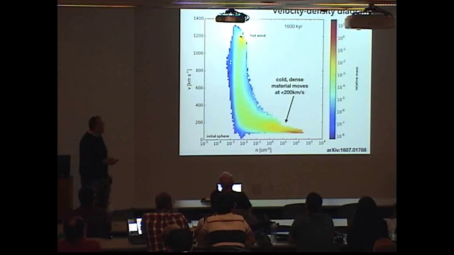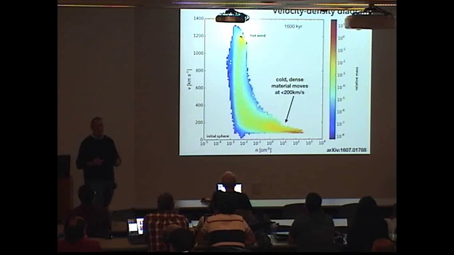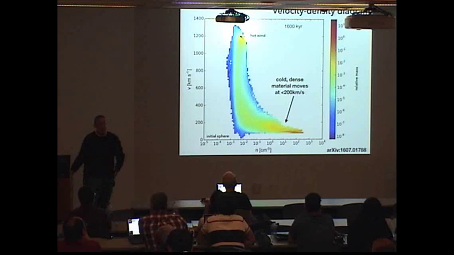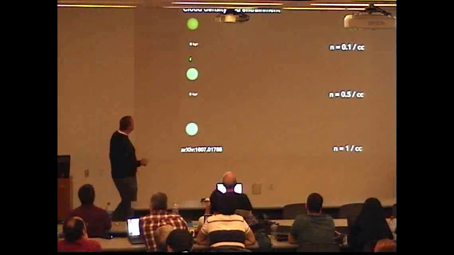I'm doing just fine. Okay, so all of that cold dense material is moving at only 150 or so kilometers a second. So it's really moving out at a rate that's much less than the wind velocity. So it's not entrained to the velocity of the wind. Okay, so what happens as a function of density?